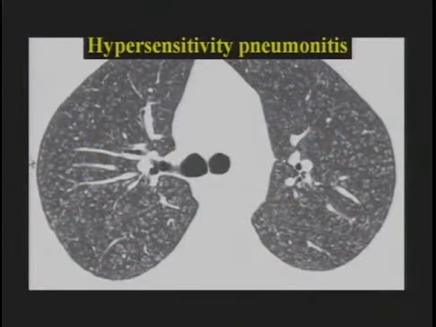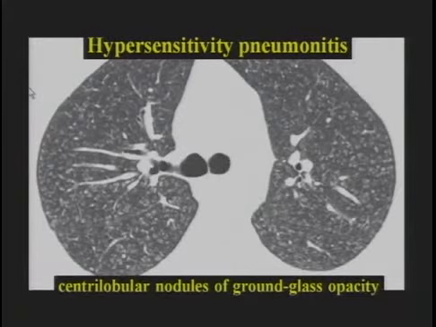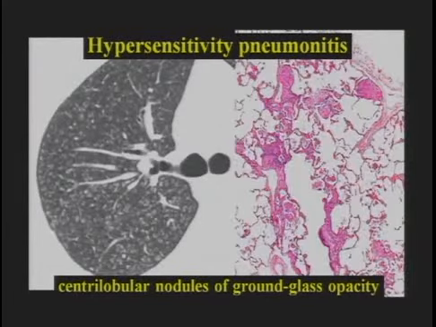Here's a patient with diffuse nodules. What is the pattern? Well, the lung is involved in a diffuse and uniform manner. Pleural surface is spared, so this is a centrolobular pattern. The nodules are of ground glass opacity. That's very typical appearance for hypersensitivity pneumonitis. Centrolobular nodules of ground glass opacity.